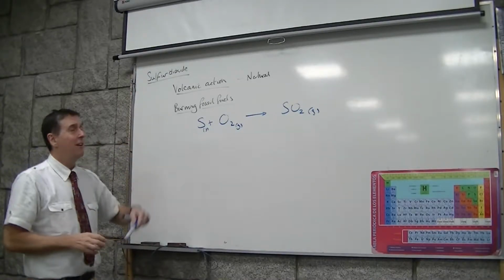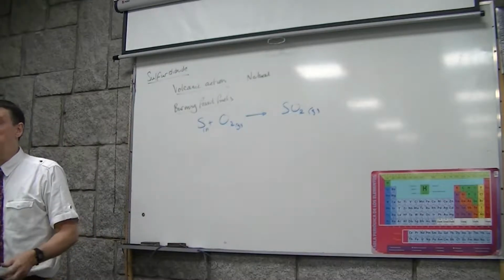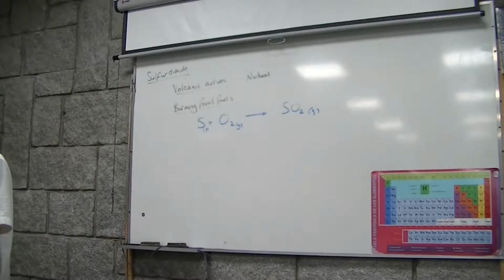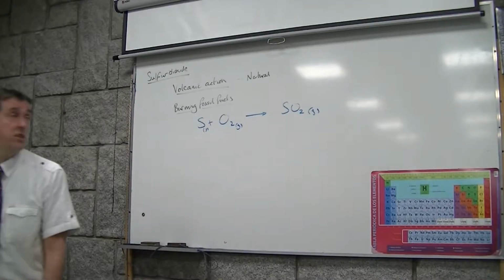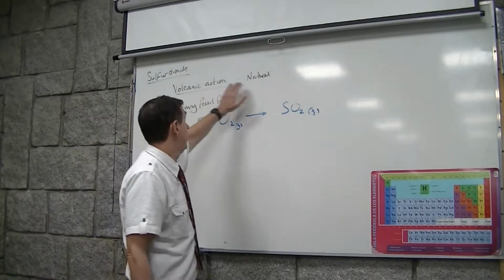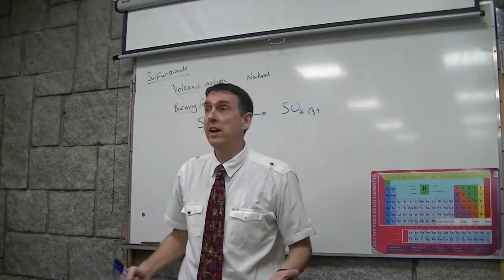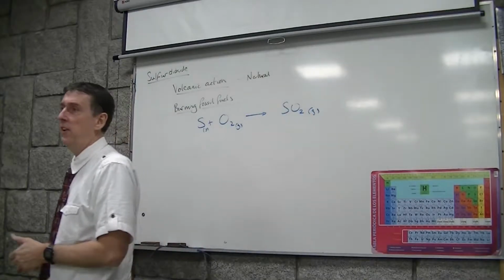Now what can we do about volcanic action? What can we do about sulfur dioxide produced by volcanic action? Not much. Very good answer. There's nothing we can do about it. We can't stop volcanoes, and therefore we can't stop the sulfur dioxide emissions. So we have to accept this as part of the law of nature. We're going to have huge amounts of sulfur dioxide.